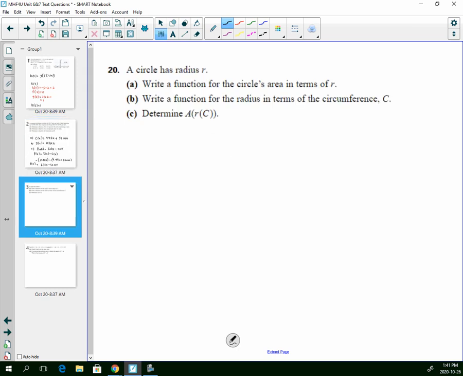This one is similar to one we did the other day in the lesson. So we have a circle with radius r. First it wants us to write a function of the circle's area in terms of r, the radius. So we know the formula for area is pi r squared. Right, so I am writing area as a function of radius, so a of r is pi r squared.